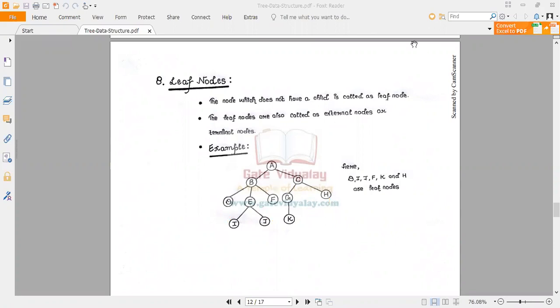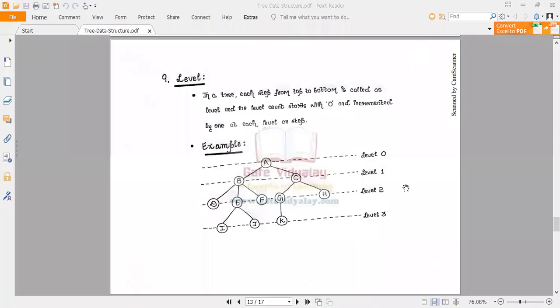So students, if any doubt is there till now, you can ask. So moving ahead, next we have level. So what is the level of a tree? In a tree, each step from top to bottom is called a level, and the level count starts with 0 and is incremented by 1 at each level or step.